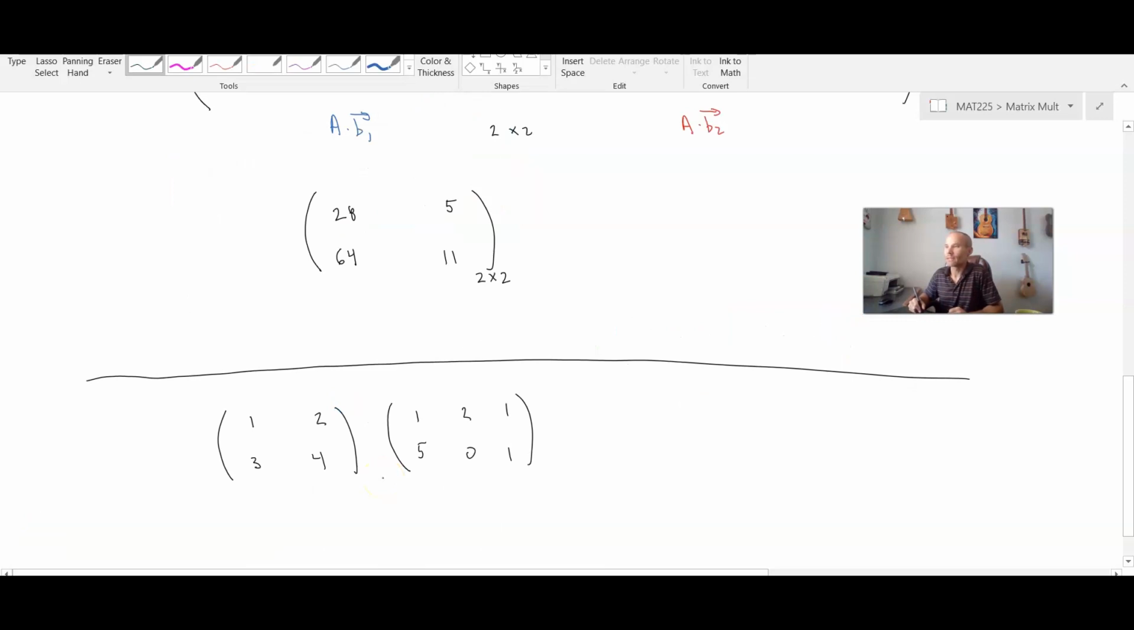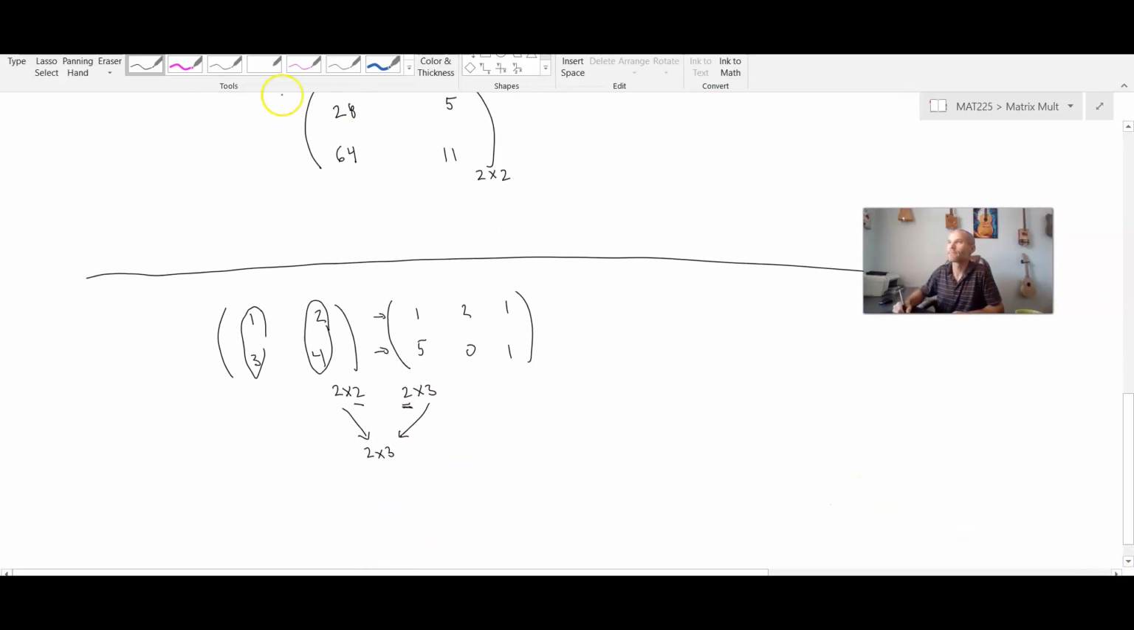Let's go ahead and take a look at another example where we have a 2x2 matrix multiplying a 2x3 matrix. So on quick glance, we can see that the number of columns in the first matrix is indeed the same as the number of rows in the second matrix, and therefore this product does exist, and our resulting matrix will be a 2x3.